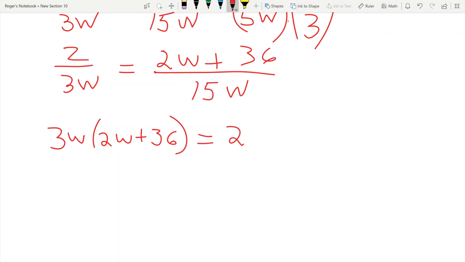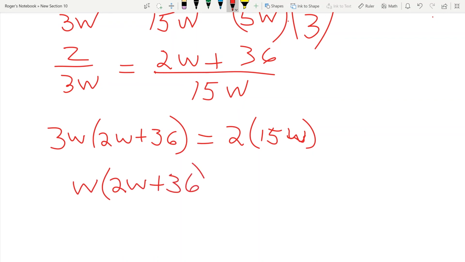And on the other side, we'll have 2 times 15w. 2 times 15w is 30w, so we have 3w times 2w is 6. In fact, before we do that, why don't we divide everything by 3 right here? Divide everything by 3, it will simplify the numbers. If you divide the left by 3, the 3's cancel, so you're left with w times 2w plus 36. And on the right, if you divide this by 3, 3 into 15 goes 5, 5 times 2 is 10. You'll get 10w. Okay, this is a little simpler.